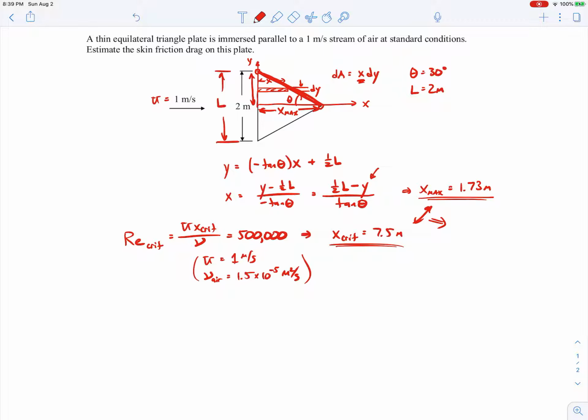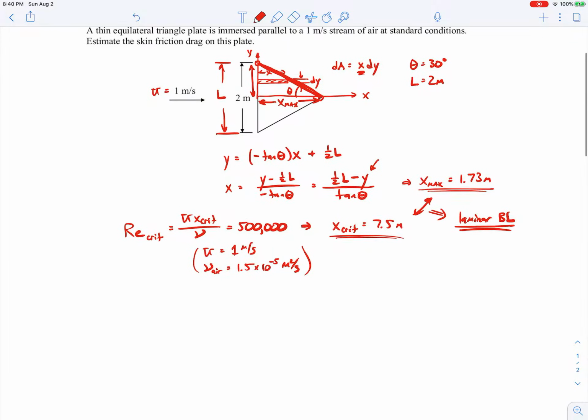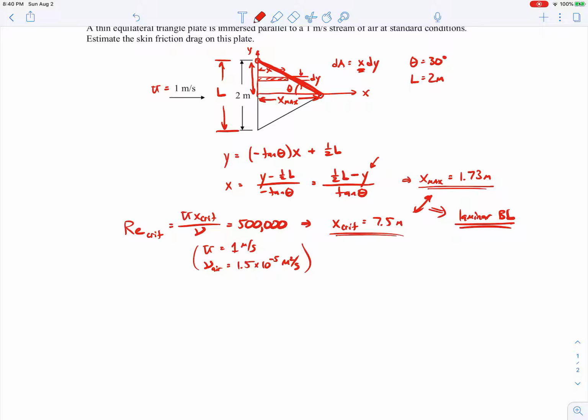And if you compare these two, what you'll see is that we're well below that for all of our little rectangular plates. So we're going to have a laminar boundary layer over that entire triangular plate. So that means when I use my boundary layer correlations, I'm going to use the laminar boundary layer correlations. So let's go ahead and calculate the drag on that little rectangular strip.